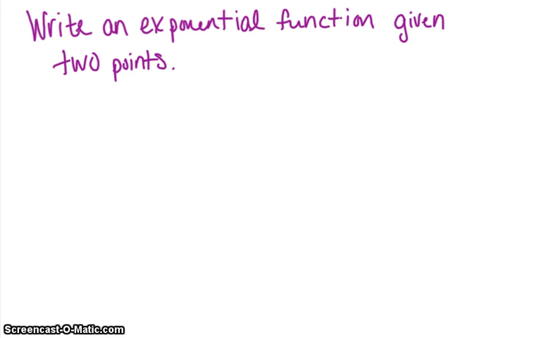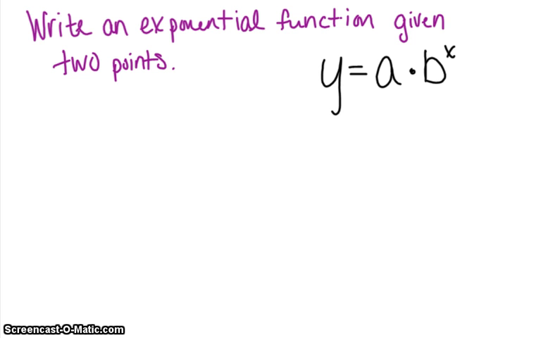We're going to write an exponential function given 2 points. And we have to remember this. So let's use our general rule. It's always y equals a times b to the x. X is the numbers that we are plugging in, and y are the output numbers. So those are the two numbers that we're going to be given in these 2 points.